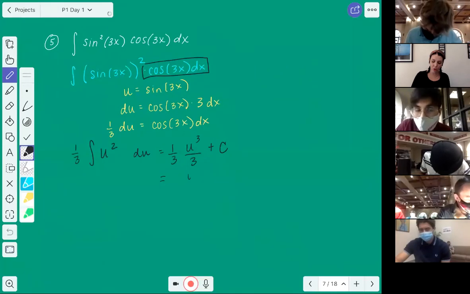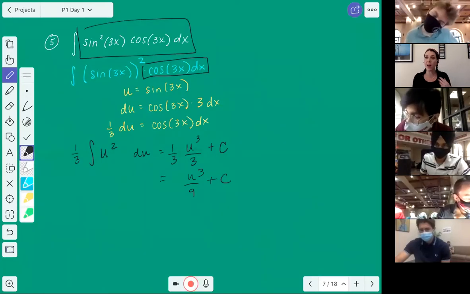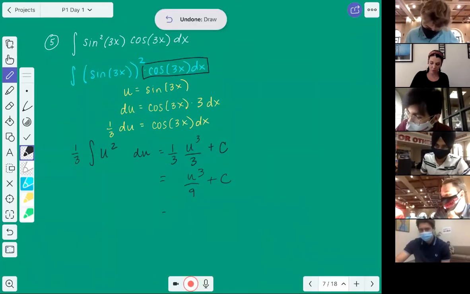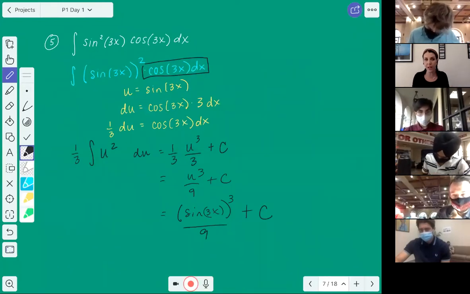So u cubed over 9 plus c is correct, but it's not our final answer because our original problem had x's in it. So my final answer should have some x's in it. Okay, so sine of 3x cubed all over 9 plus c. Perfect. Exactly right. And you might write that as sine cubed of 3x, just like how they started, but the way that this is written is totally fine as long as you know those are equivalent. Okay, excellent, excellent job.